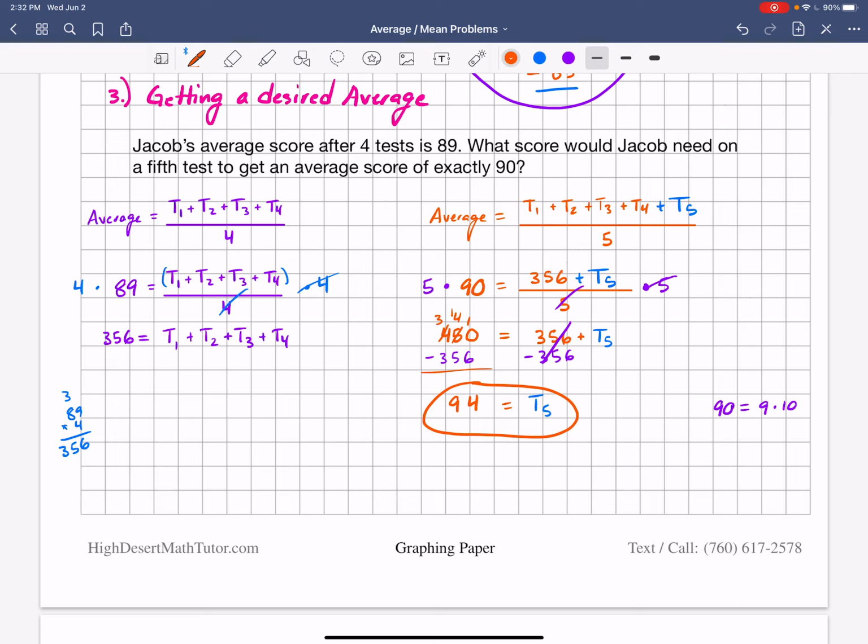So I hope that if you take one thing away from this whole video, other than how to compute averages, I hope you take away how important it is to start out these word problems by writing down a formula, any formula you can think of that relates to the problem at hand.